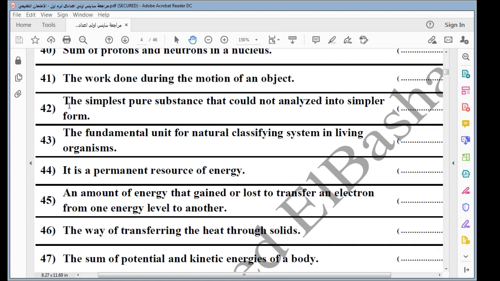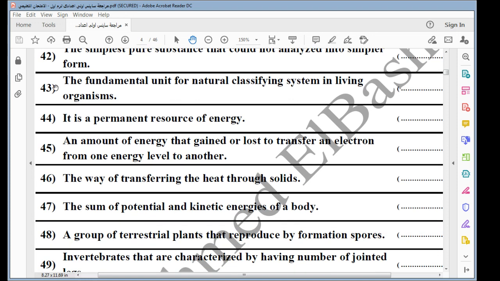42: the simplest pure substance that couldn't be analyzed into simpler form. Element. 43: the fundamental unit for the natural classifying system in living organisms. Of course, this is species.